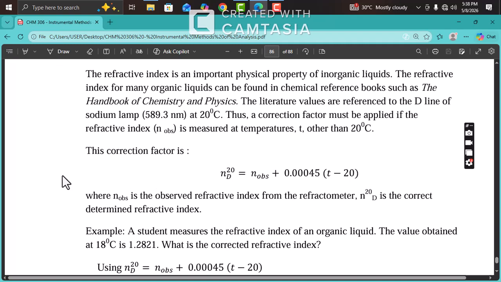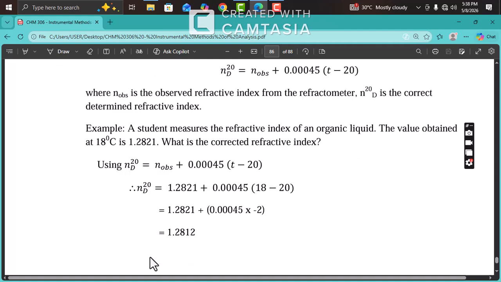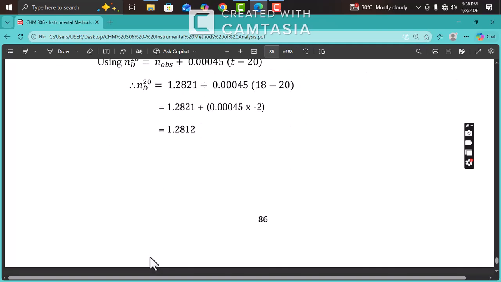So now let's use it to solve a problem. A student measures the refractive index of an organic liquid. The value obtained at 18 degrees Celsius is 1.2821. What is the corrected refractive index? This corrected refractive index is what we want to determine. We have our observed value, we know the temperature, and then you input your values and you get 1.2818. So that is the value.